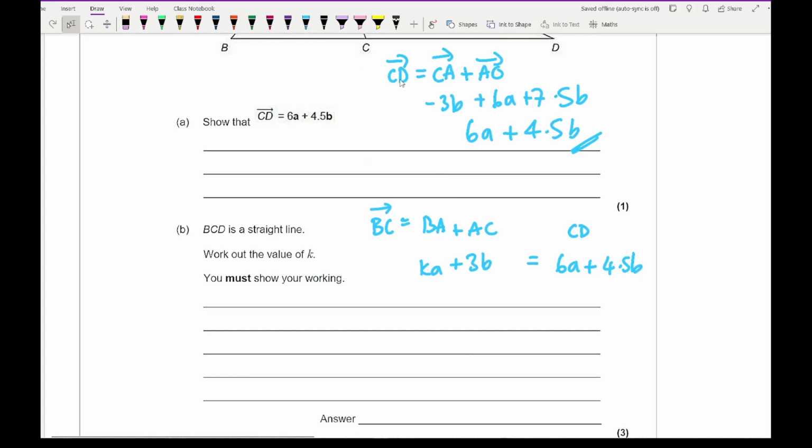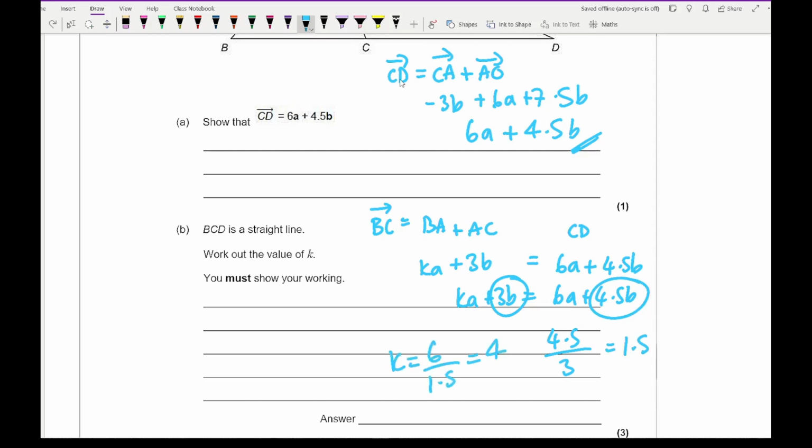So from this, what we've then got is that ka plus 3b, and if I just neaten this CD side, we notice that 4.5 divided by 3, because I want to work out the scale factor, is going to be 1.5. So then to work out k, k equals 6 divided by 1.5, which is 4.